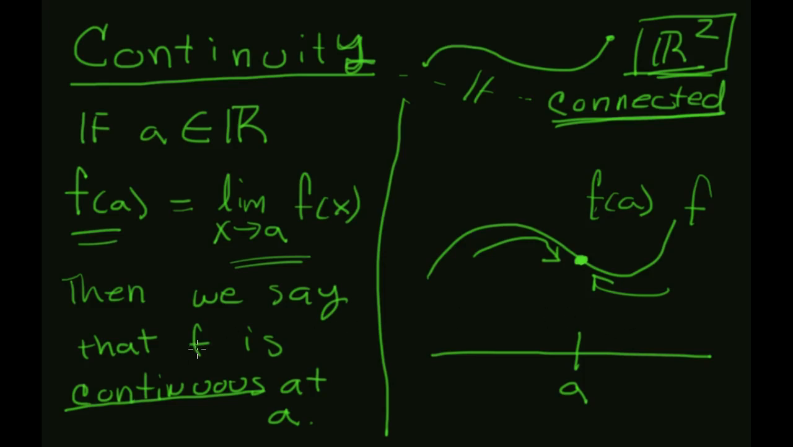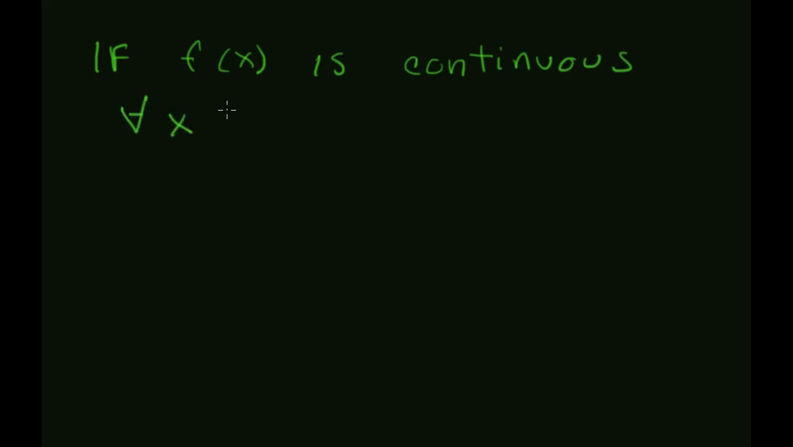Now, that doesn't say I have a continuous function. It says I have a function that's continuous at a point. So now I'm going to continue the story a bit. So if f of x is continuous for every x on the open interval from a to b.